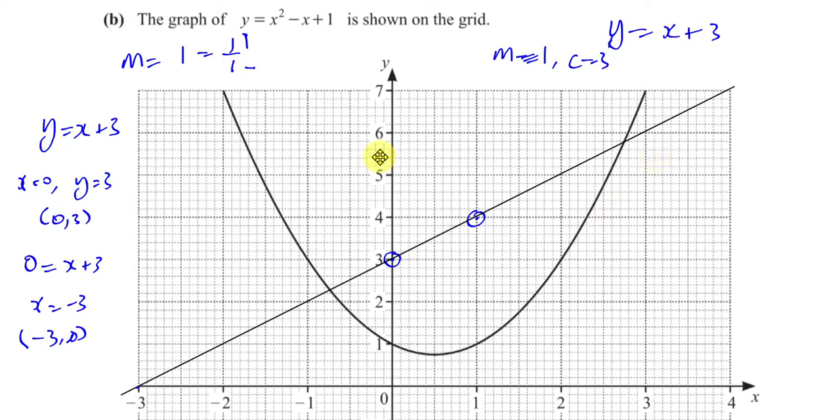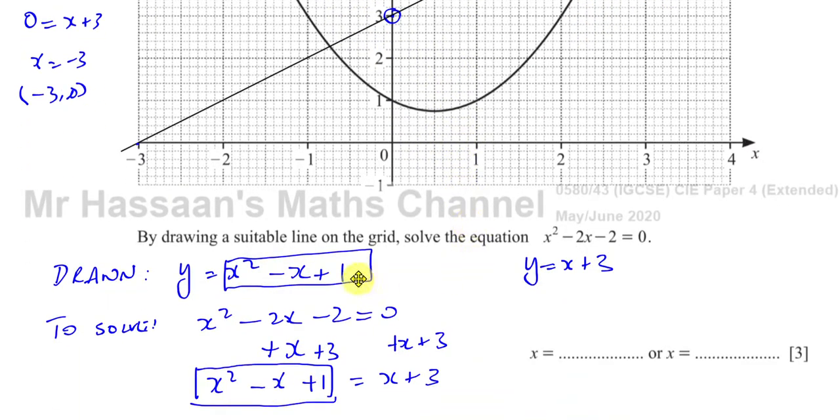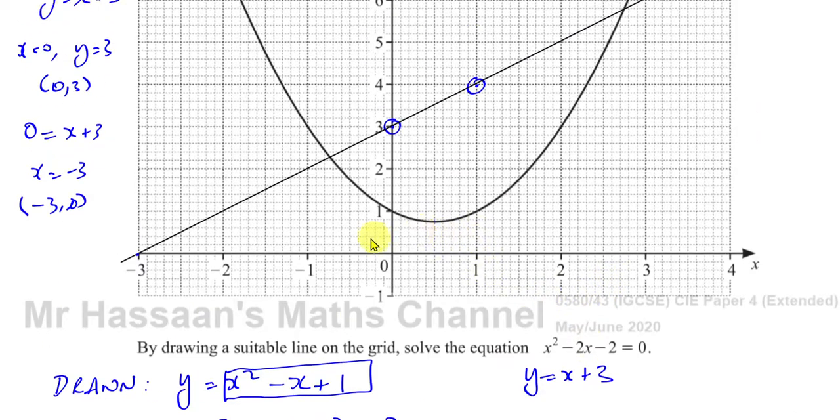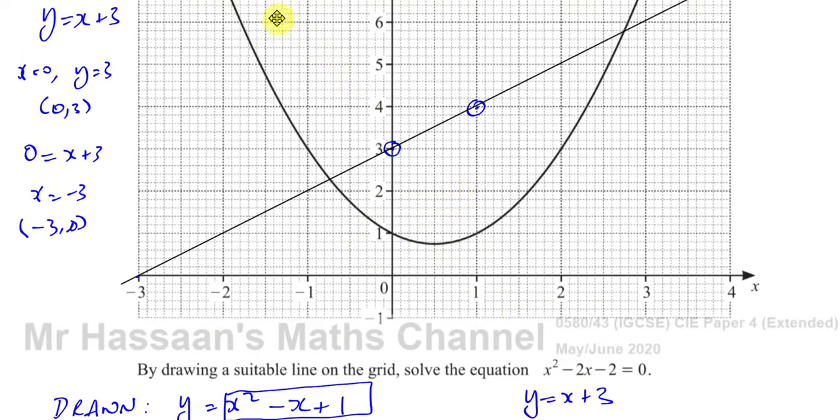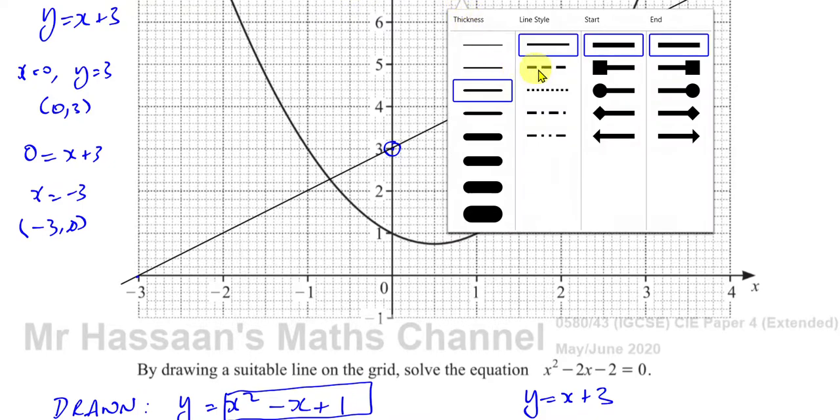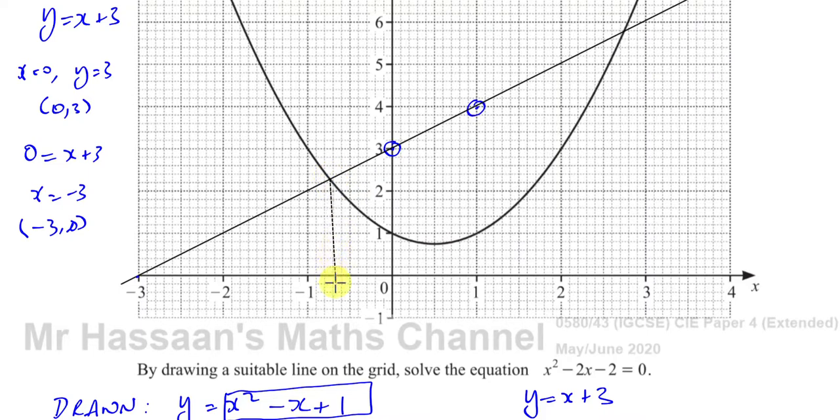Now, we've drawn the line, but we haven't finished the question. It says, solve the equation. So we have to find the x values of where these intersect. So I'm going to draw a very thin line at these points where they intersect, going vertically down to the x-axis, and I have to read off those values on the x-axis of where they intersect. So try to be as accurate as possible and show your steps by drawing these lines. Don't just write the answers down. Draw the lines on your diagram to show that you have used this graph.